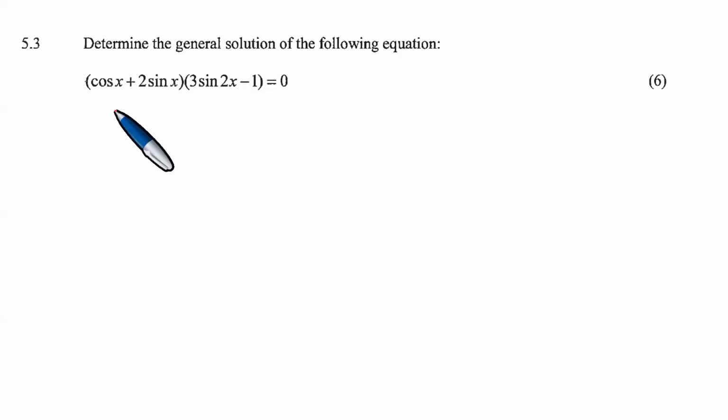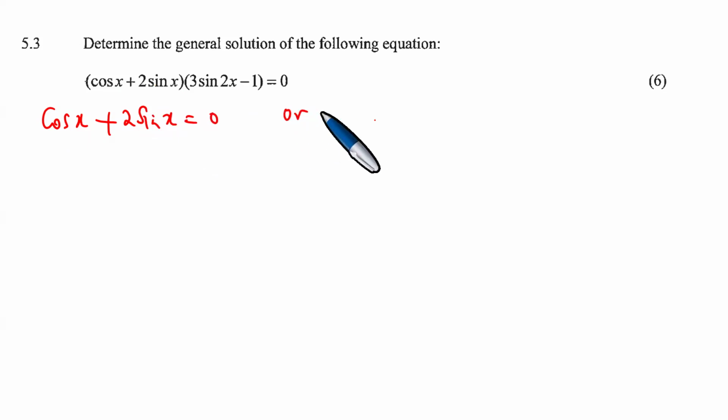We've been given (cosine x plus 2 sine x)(3 sine 2x minus 1) equals 0. To solve this one, we have a product of two expressions equal to 0, which means that cosine x plus 2 sine x equals 0, or we have 3 sine of 2x minus 1 equals 0.